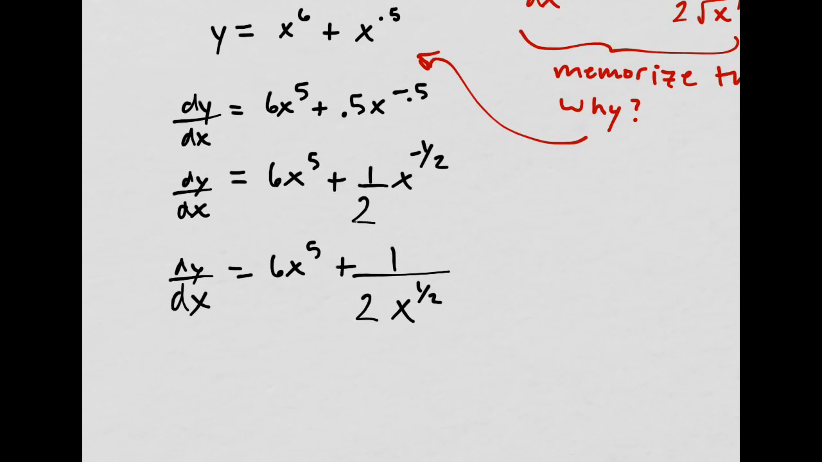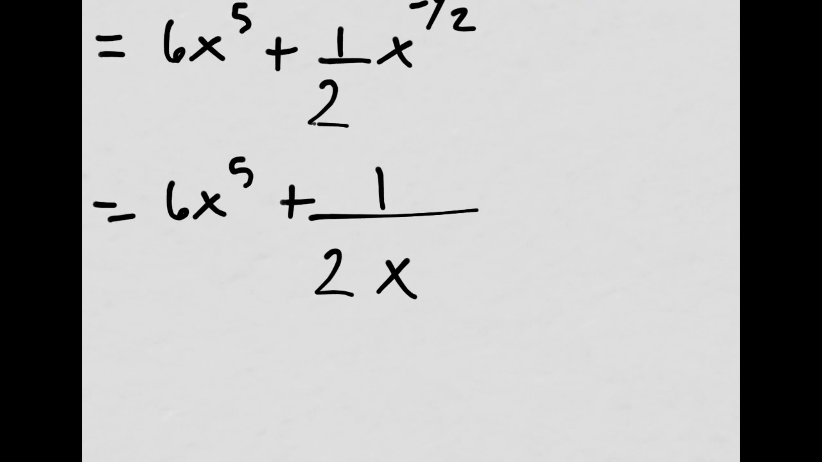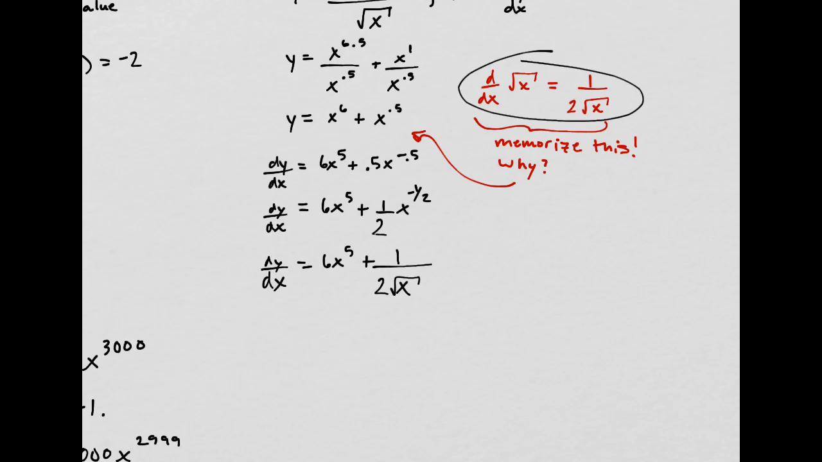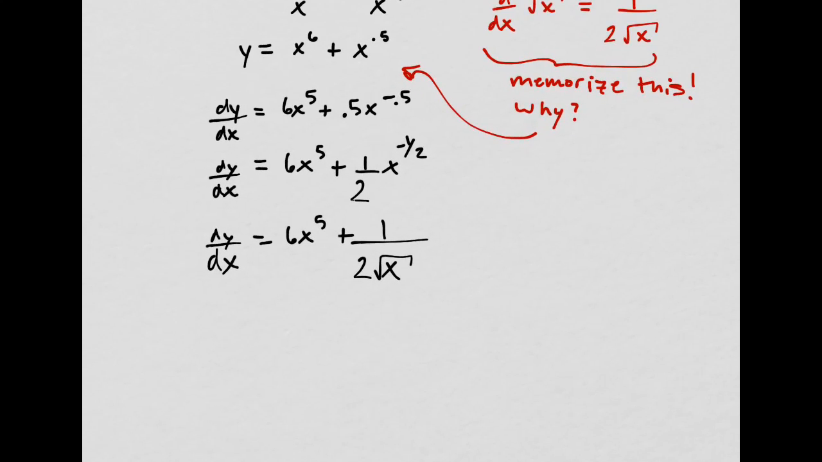Oh, but wait a minute. X to the 1/2 is just the square root of x. And then we have that. And it's all fine and dandy. That's the end of that problem. That's the end of these notes.